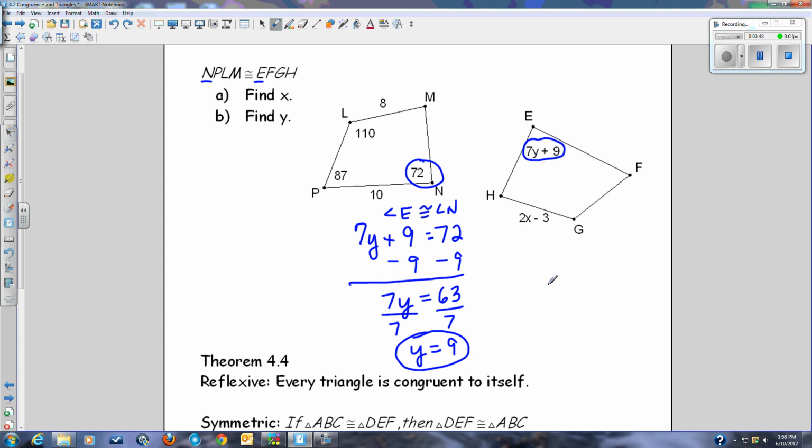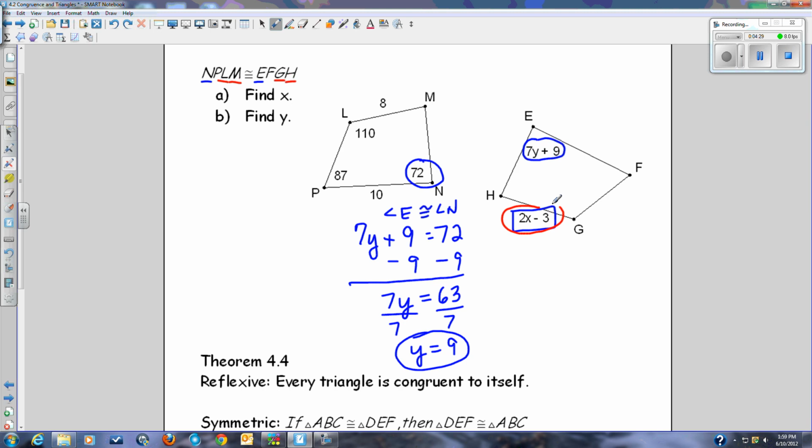Now we also have to find x. So let's look over here. Measurement 2x minus 3 is the measurement of side HG. Well, let's look at our congruence statement. I'll use a different color. HG, they hold the fourth and third places. So in the other quadrilateral, M and L hold the fourth and third places. So that means that HG corresponds to ML.